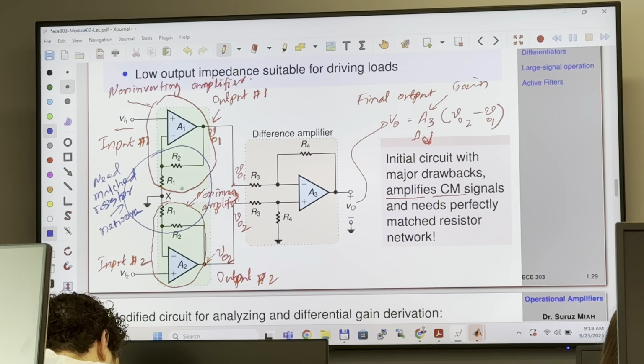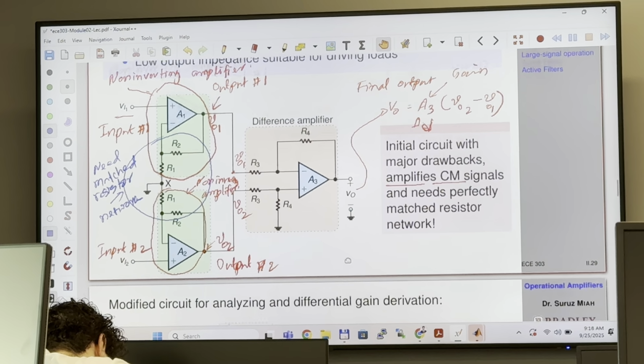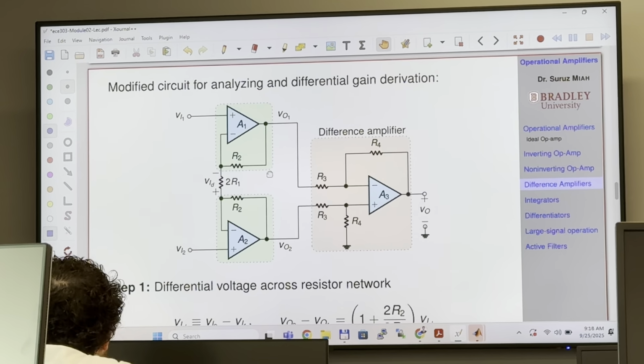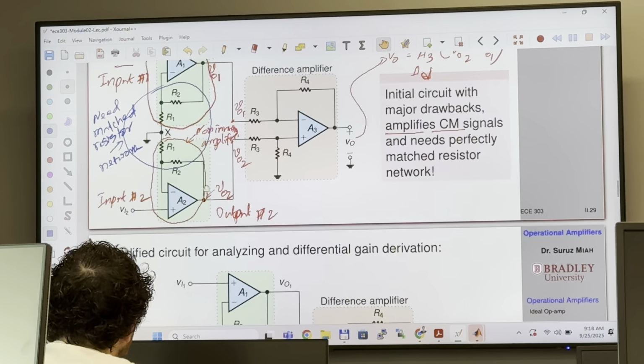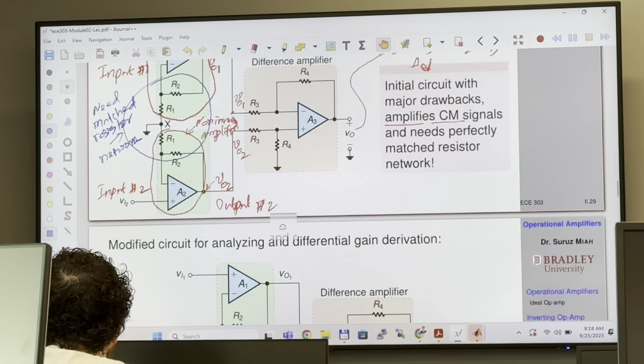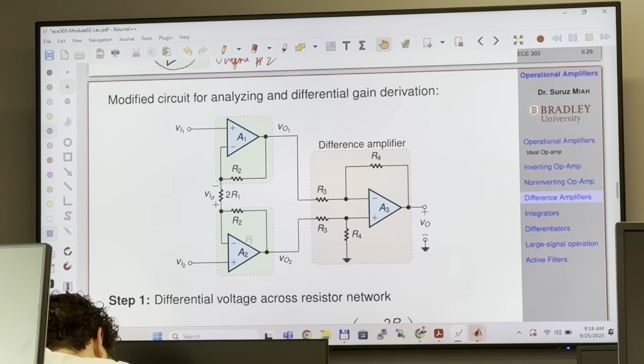For that, we are going to replace these two resistors with a single resistor. In this circuit, I have just redrawn it right here, and we replaced these two resistors with a single resistor.